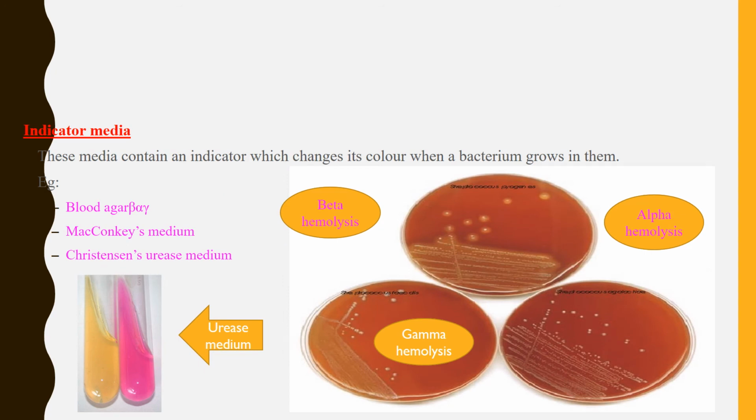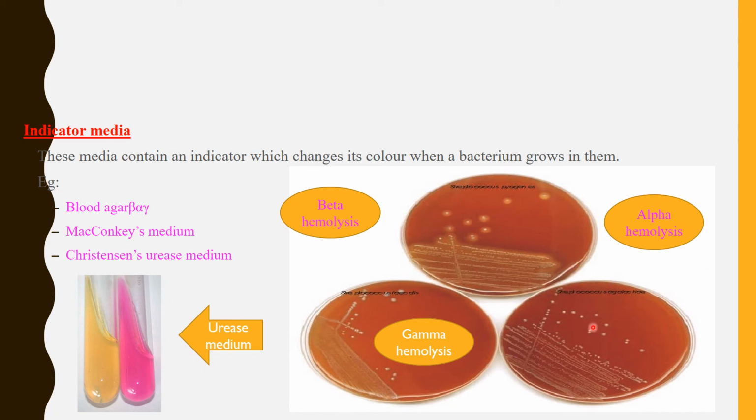Indicator media are media which contain some indicators, and these indicators change their color when bacterium grow in them. So this is the image of blood agar containing different types of microorganisms. First is Streptococcus pyogenes, which is showing a beta hemolysis in the blood agar. Beta hemolysis means there is a complete lysis of the red blood cell.